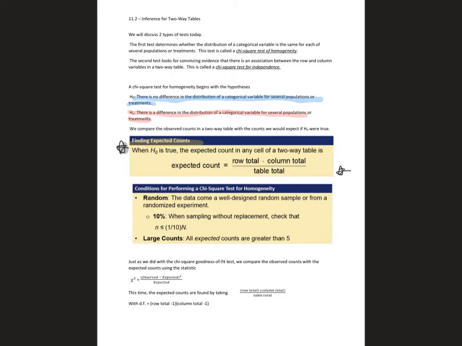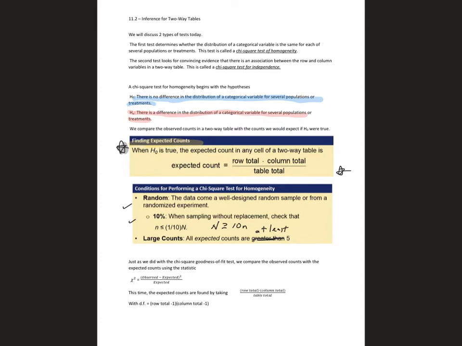The conditions for a chi-squared test for homogeneity are very similar to what we've already studied. The data comes from a random sample. We are going to check the 10% condition, if you wanted to: big N has got to be greater than or equal to 10 times little n. And all expected counts are at least 5. So they could be equal to 5, they just have to be at least 5.